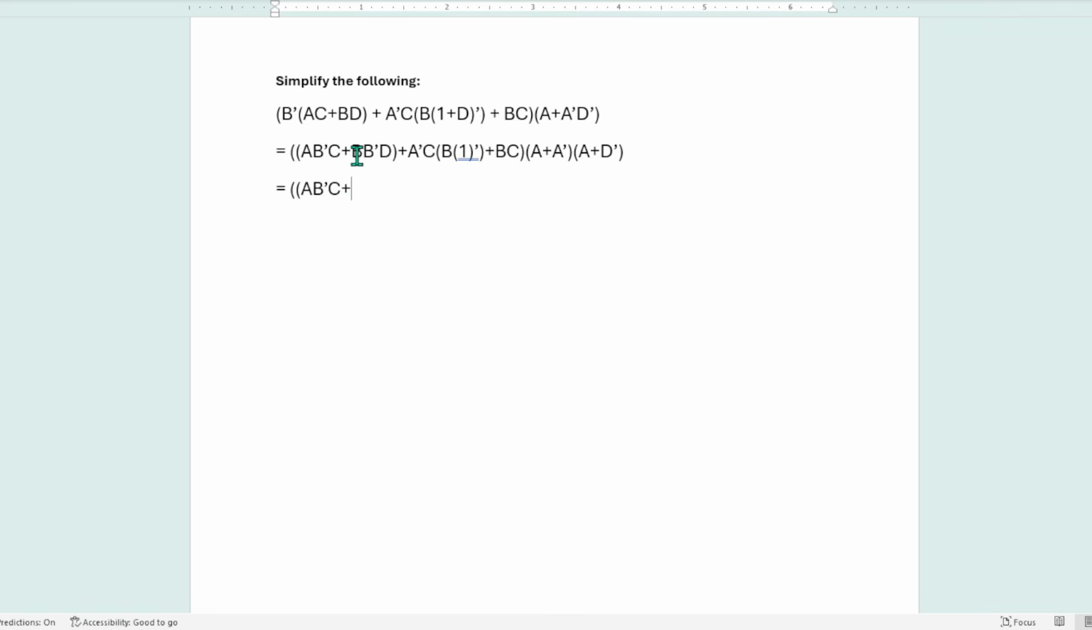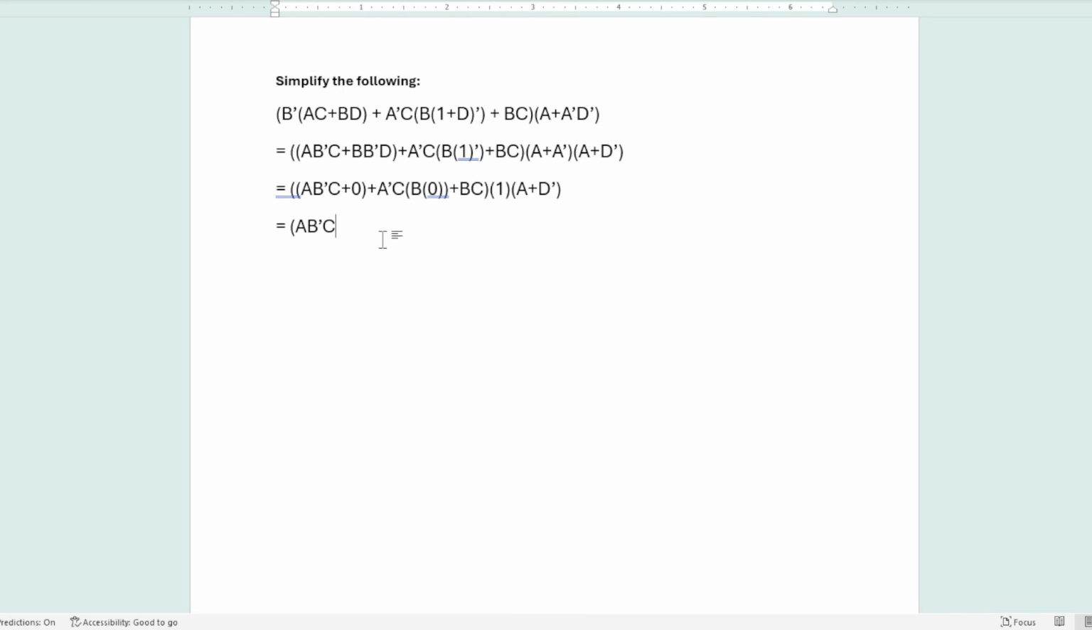And there is b prime d. So b prime is actually 0, so I can just write 0 here, because if this is 0 then this whole thing is 0. And then a prime c and b and 1 prime. 1 prime means 0, right? So this becomes 0. BC stays as it is, and then a plus a prime is 1, and a plus d prime stays as it is.